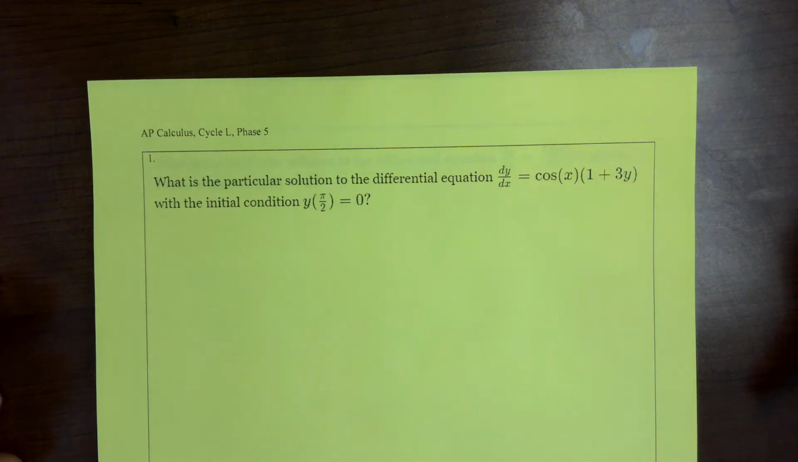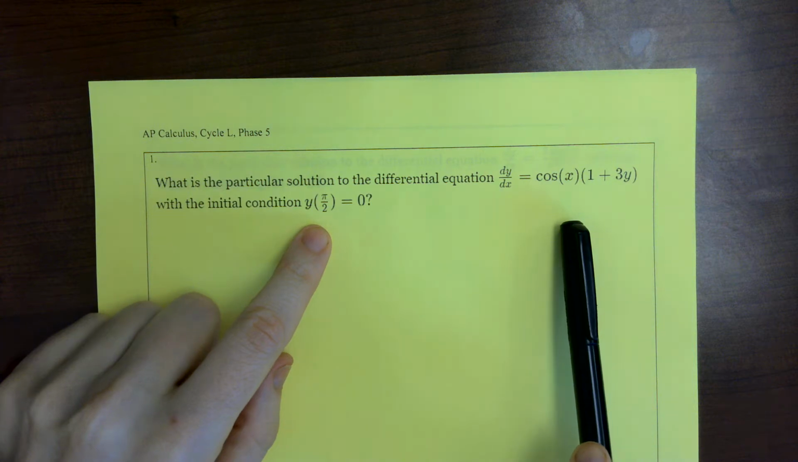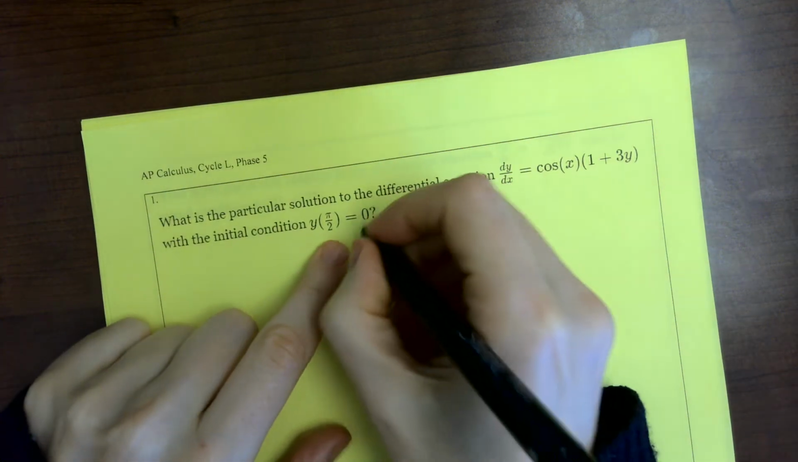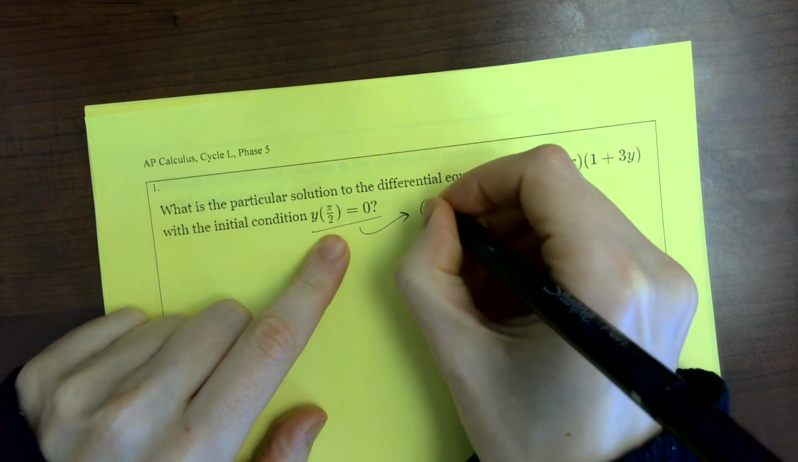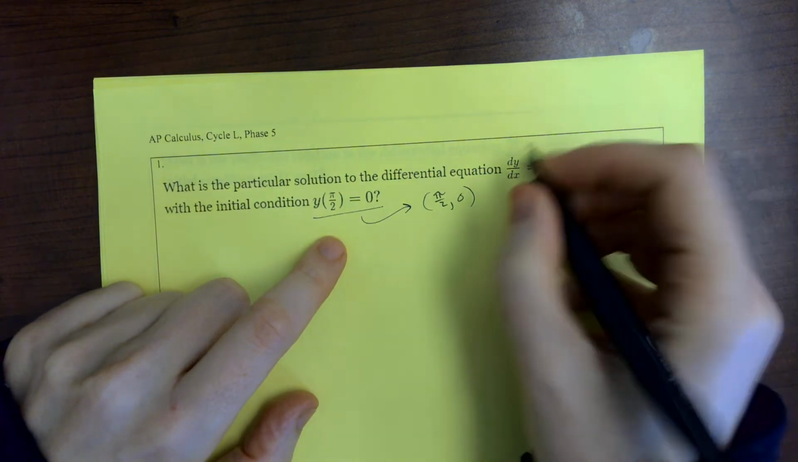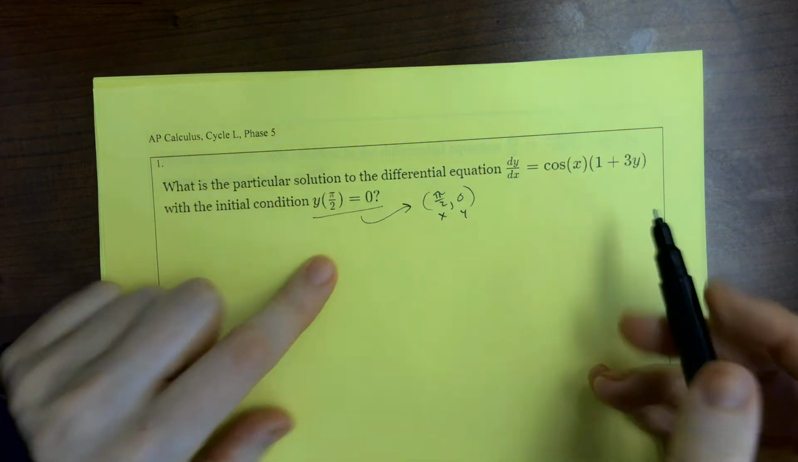Okay, so here is video L5, and I'm going to do two examples. So what is the particular solution to the differential equation right here with the initial condition right here? Okay, so this initial condition is telling you that (pi over 2, 0) is a point on the original graph. So this would be the x coordinate, that's the y coordinate.